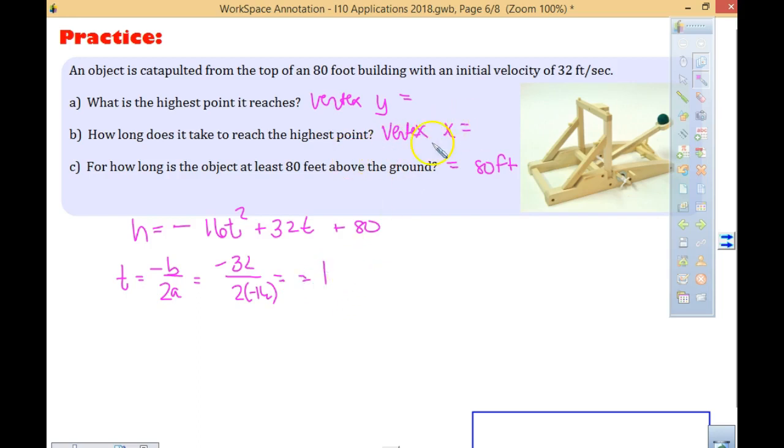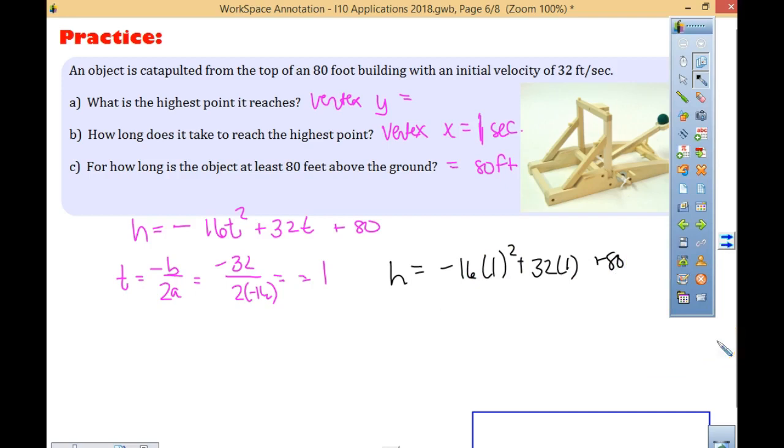Okay? So how long did it take to reach its maximum? We would want to answer the question with 1 second. Right? What is that height? So now to find the actual height, I'm going to take h equals negative 16 times 1 squared plus 32 times 1, plus 80. So when you put it in your calculator, do you really need to put the 1 squared and the 1 in there? No, probably just negative 16 plus 32 plus 80, which is going to give us our height of 96. So what is that maximum height? It's 96 feet.